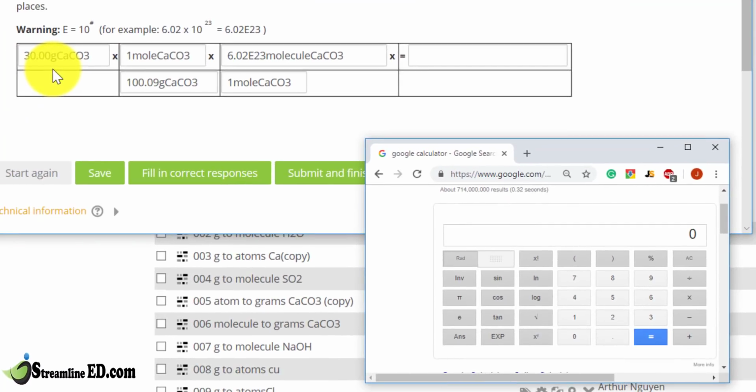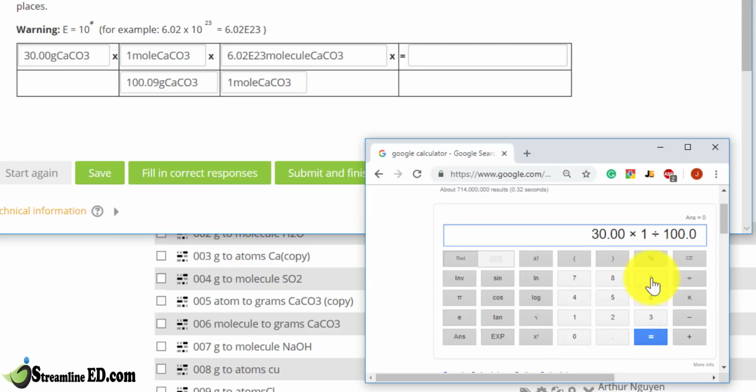Now let's use our Google calculator to type in and solve our problem. And again, we are going to multiply every number on top and divide by every number on the bottom. So what do we have? We have 30.0, and that is being multiplied by 1. Then we are going to divide by that number on the bottom, 100.09, and multiply by that number on top, which is 6.02e. So what is e again? Well, that e right there is also equal to the EXP button on your calculator. And that turned out to be 23.